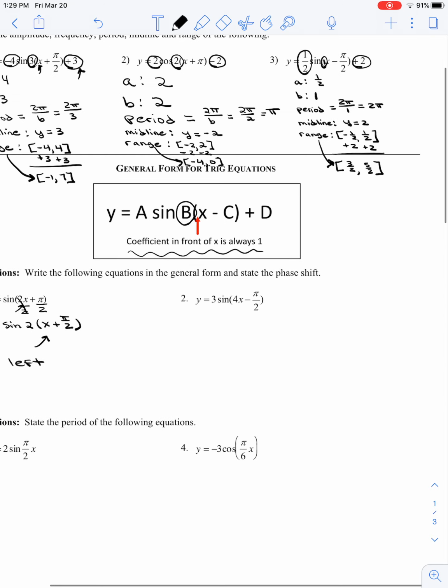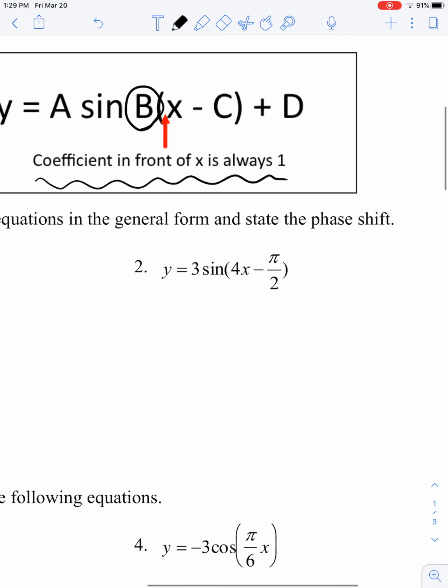Let's take a look at number 2. So in number 2, the coefficient of the x is a 4. So I need to make sure that I'm factoring that 4 out. So I'm going to rewrite this as y equals 3 sine 4 parentheses something. To figure out what goes in the parentheses, I'm going to divide each of my terms by what I factored out.